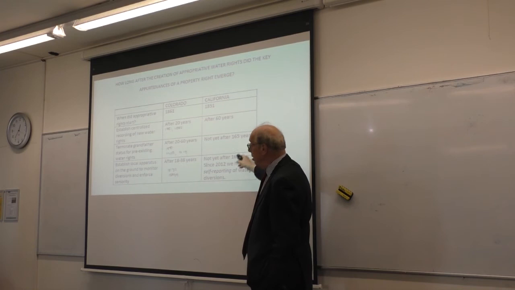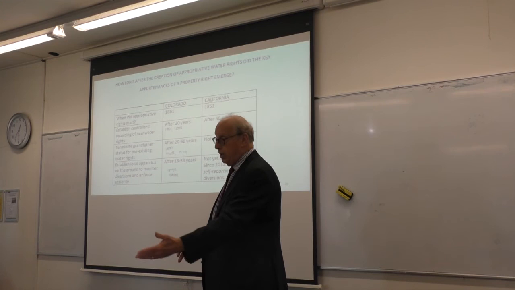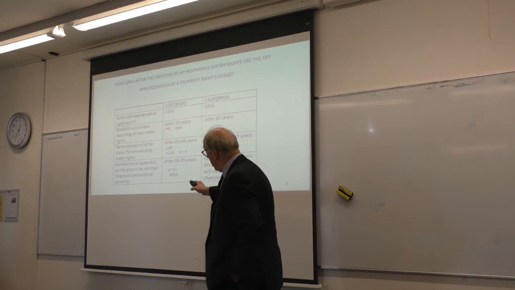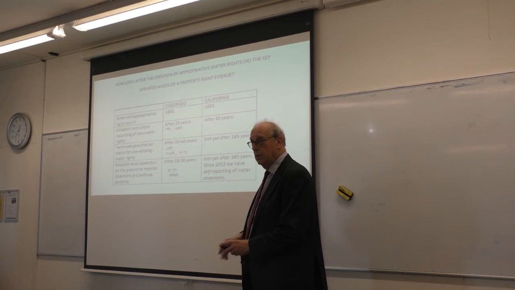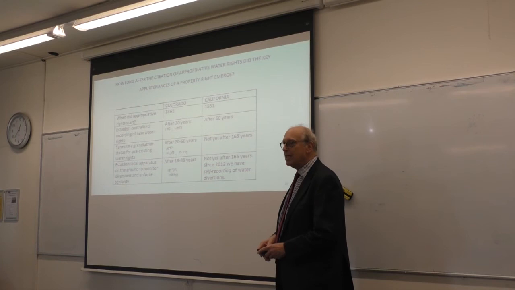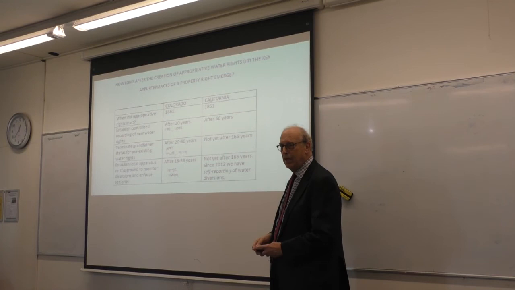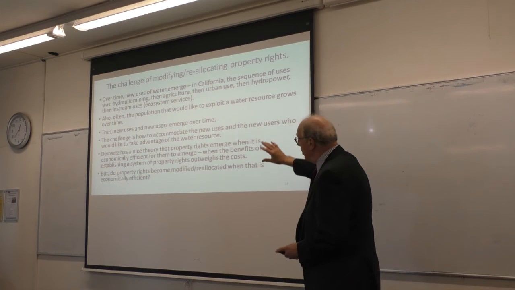And the other thing is establishing some administrative apparatus on the ground, having some guy going around checking whether water diversions complied with the water rights. Colorado and other Western states established such a system. California still hasn't got such a system organized. Why has California not got around to regularizing water rights? My answer is opposition of water users. Because California started first, the water users built up political power. And they have succeeded in blocking these steps that happened in Colorado.